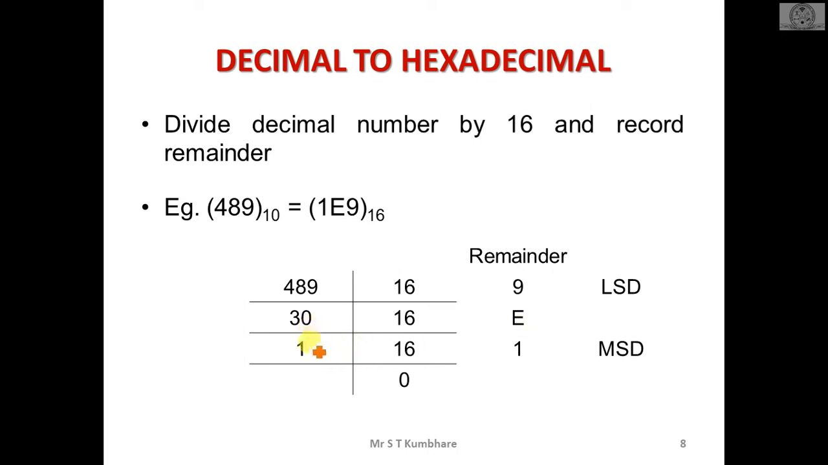Then this 1 divided by 16, 1. You got a 0 over here. You have to stop. Again, note from 9. Start from here. So 9 we have to write down first. Then E we have to write down. And then 1 we have to write.